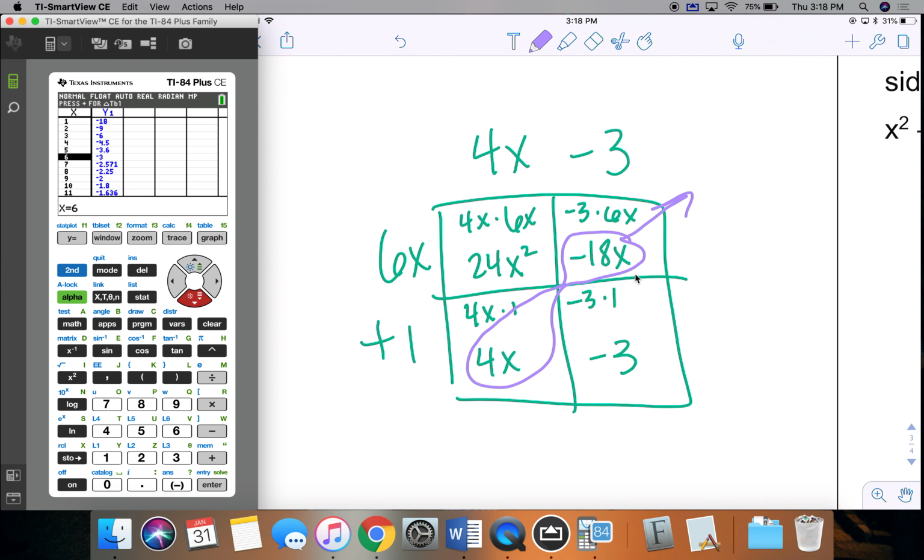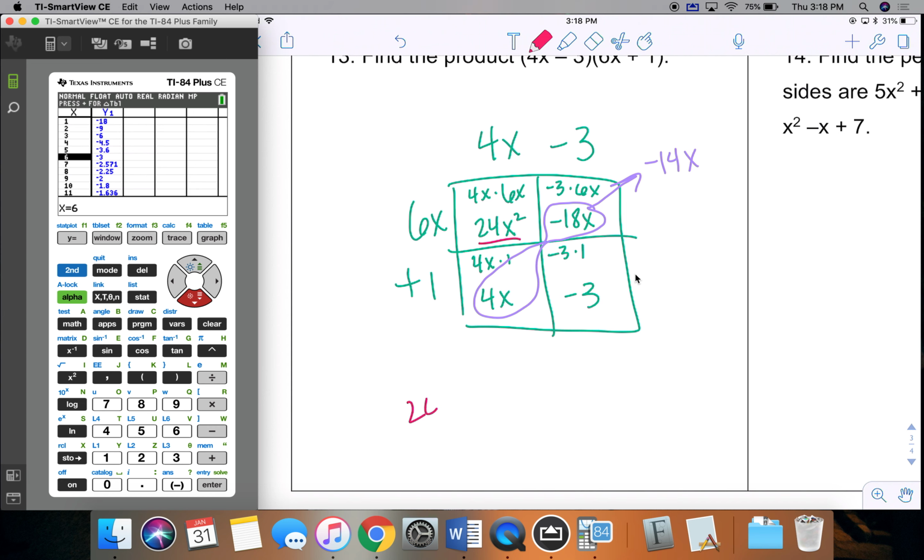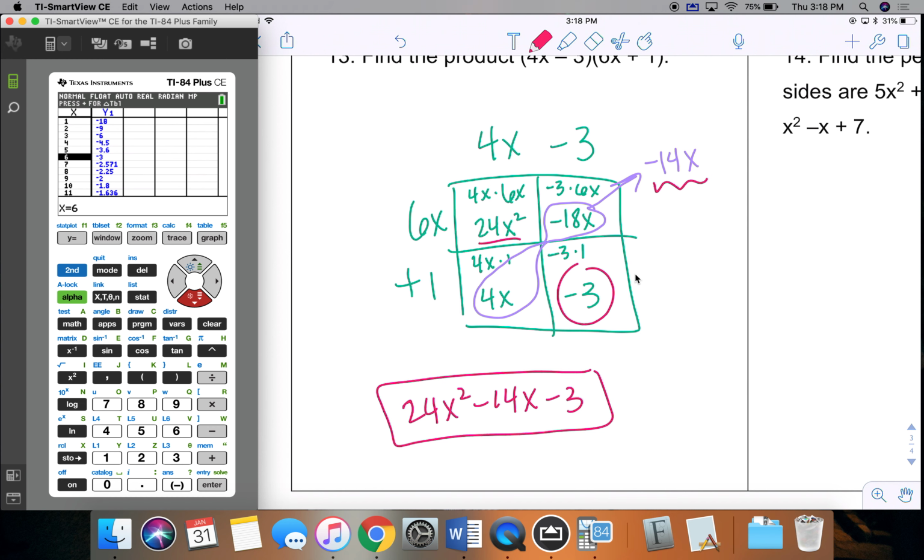So my last step is to combine on the diagonal. I have negative 18x's and 4x's. I combine them to get negative 14x. So my full answer is 24x squareds, negative 14x's, and a minus 3 to finish off that problem.